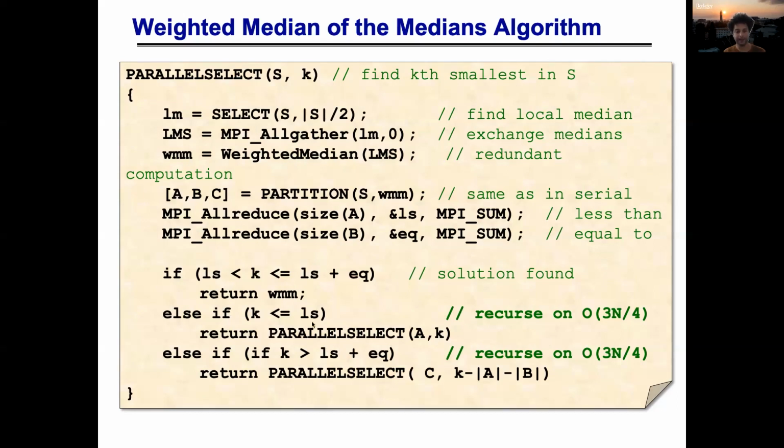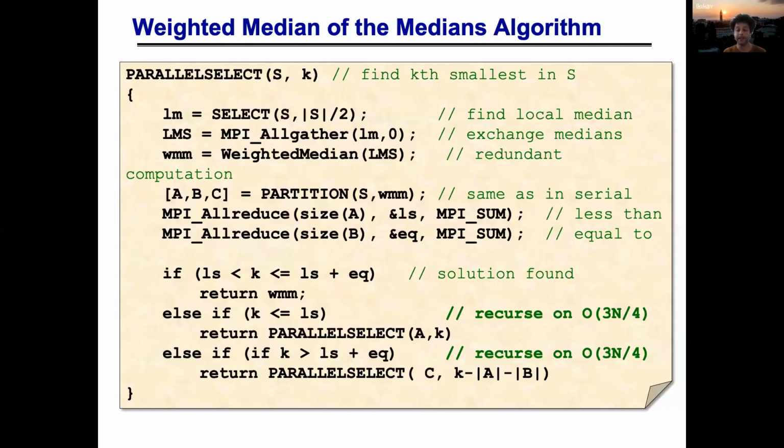If the kth element we're looking for, the order k, is smaller than the cardinality of the set that's smaller than the weighted median of medians, we recurse left. And if the order k we're looking for is larger than the smaller count plus the equal count, then we recurse on the right. It's a complicated algorithm to get correctly, actually. I'm going to have to confess that as someone who worked on this, but it's pretty elegant.